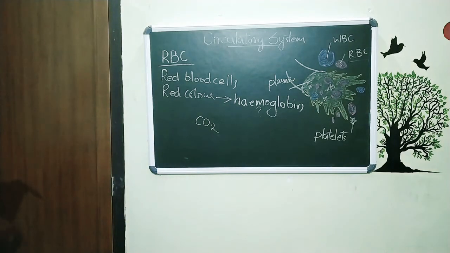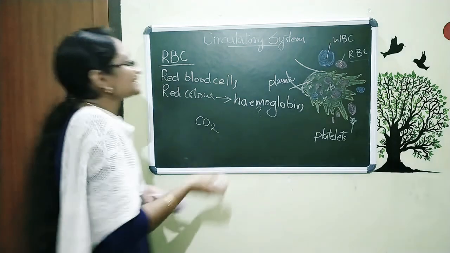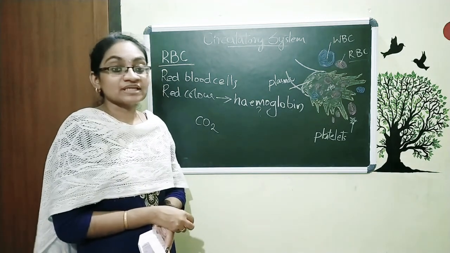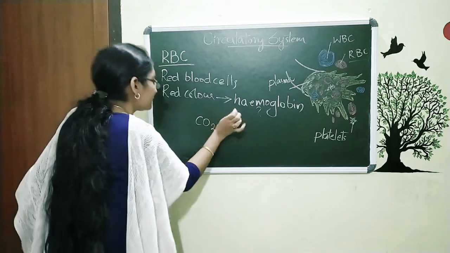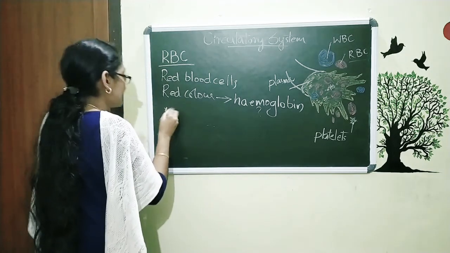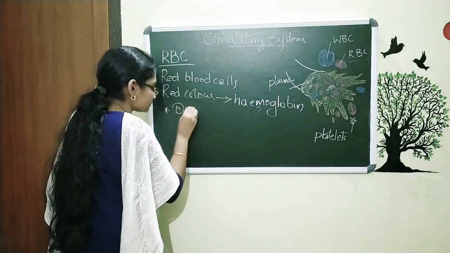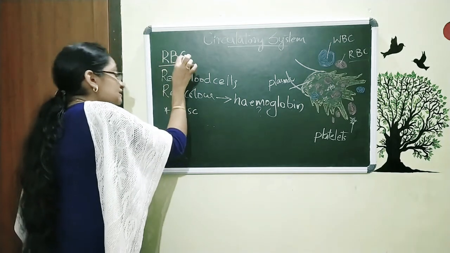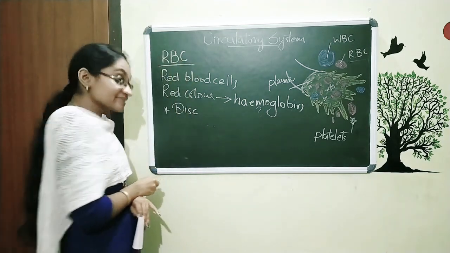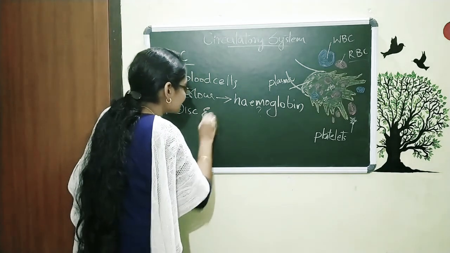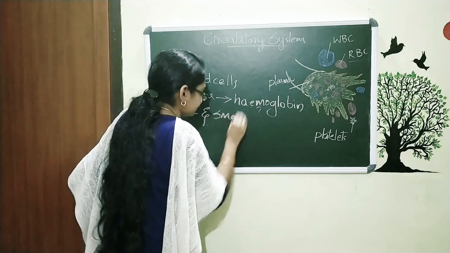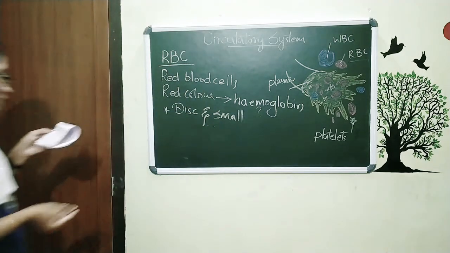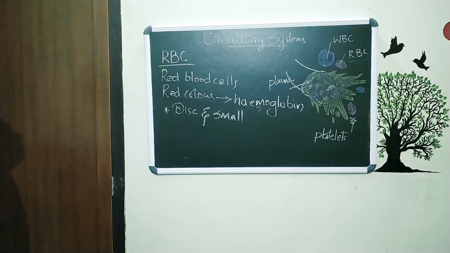Now the question is, what is the shape of this RBC? RBC is in the shape of a disc, and it is very small in size. So this is all about the RBC.